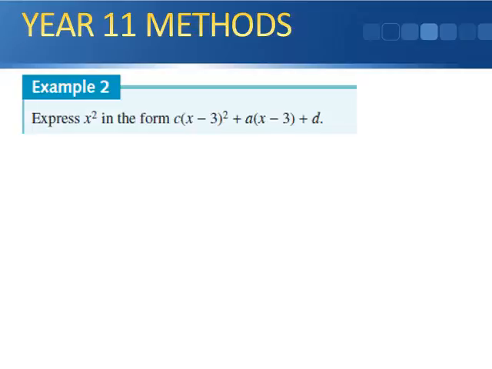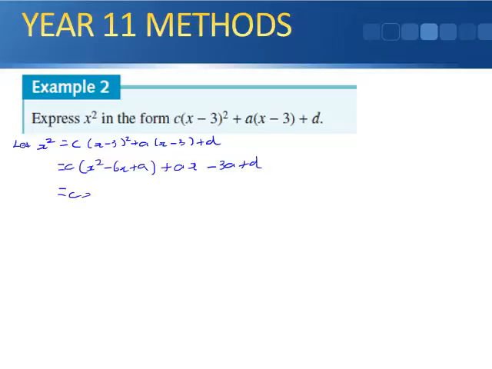Example 2. Express x squared in the form c(x minus 3) squared plus a(x minus 3) plus d. So we'll say let x squared equal c(x minus 3) squared plus a(x minus 3) plus d, which if I expand and collect like terms, I'll get c(x squared minus 6x plus 9) plus ax minus 3a plus d. Then putting them all together, I'll get cx squared, that's the only one, plus (a minus 6c), those both have an x in there, plus 9c minus 3a plus d.